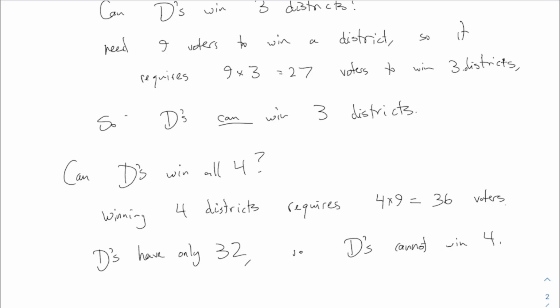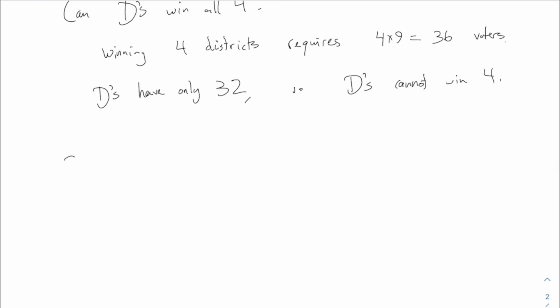Now, everything that I said about the D's here is actually the same also for the L's, the light ones, right? Because there are also 32 of the light ones. So similarly for the L's, they can win 3 but not 4. Because to win 3 requires 27 votes. The L's have 32, so they can do that. But to win 4 requires 36. They do not have that many, so they can't do that. So the L's can win 3, but not 4, all right?